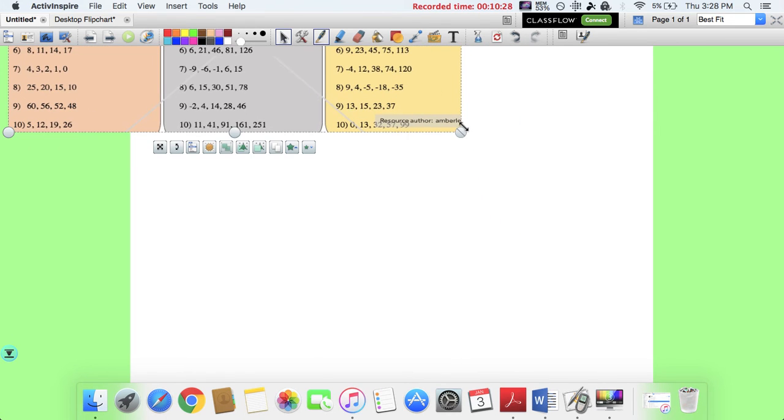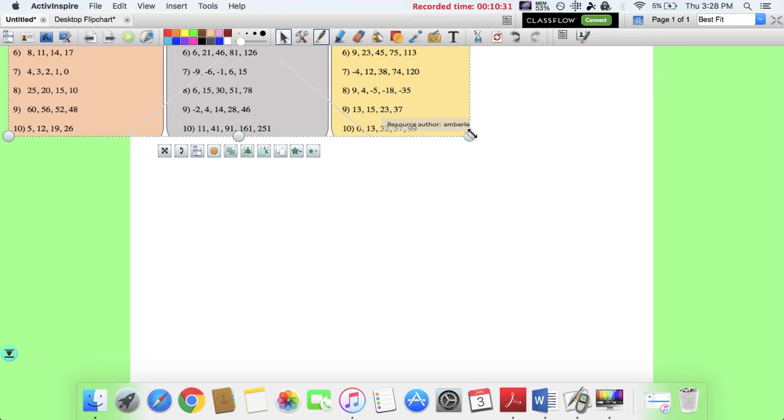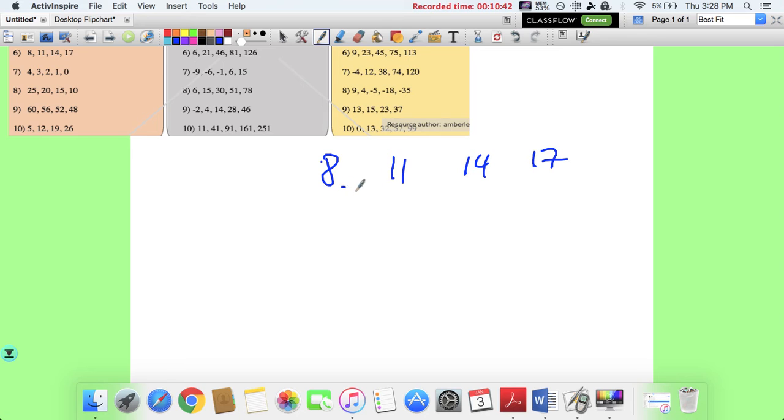Me just go like that. So we want to find the nth term. Right, so let's just start with number 1. So number 1 was number 6, sorry. 8, 11, 14, 17. I take the first difference: 3, 3, 3.